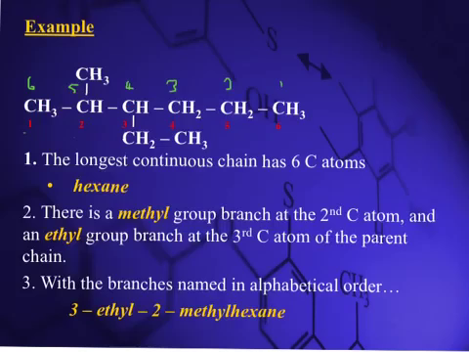So, we have a 6-carbon parent chain. Therefore, 6-carbon is hexane. Now we identify the branches. At carbon number 2, we have a methyl. So this is a 2-methyl compound. And then at position 3, we have a 2-carbon branch. 2-carbon, as you remember, is ethyl. So then we put the methyl and the ethyl before the hexane, and we have to do it alphabetically. So then the full name of this compound is 3-ethyl-2-methylhexane.